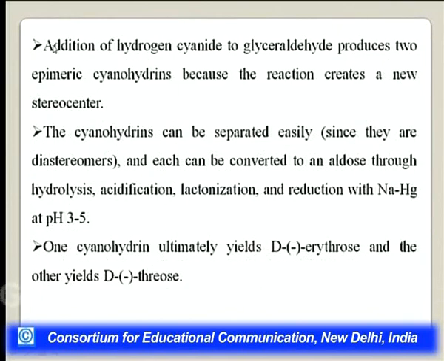You can see in the coming slide, addition of hydrogen cyanide to glyceraldehyde. If you remember, the aldehyde reaction produces two epimeric cyanohydrins because the reaction creates a new stereocenter. The cyanohydrins can be separated easily and each can be converted to an aldose through hydrolysis, acidification, lactonization and reduction with NaHg at pH of 3 to 5. One cyanohydrin ultimately yields D-erythrose and the other D-threose.